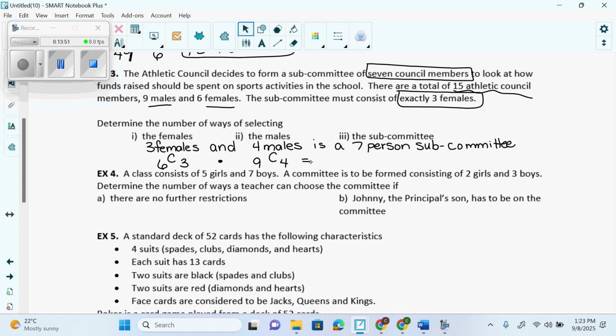Now the cool thing about your calculator is, with C's, you don't need brackets. No matter what calculator you're using, you can type it in just like that. Because if you go 6 and you go C and you go 3, it takes the 6 and the 3 and it squishes it with the C. It has no other option. That's what the C needs. It needs a number in front and a number behind. So you don't need brackets. You can literally type it 6C3 times 9C4. Every calculator in this room will do it that way.